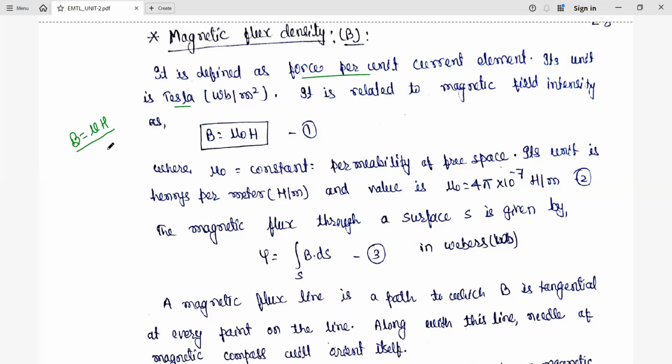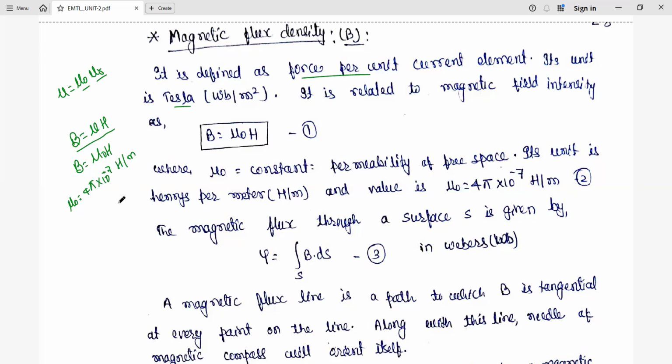If you want to talk in terms of free space, then we write B equal to mu naught H, since mu is mu naught into mu r. Mu naught is the permeability of free space and mu r is the relative permeability. The mu naught value is 4 pi into 10 to the power minus 7. This we can keep in mind, but it's not always necessary to remember. Its unit is Henry per meter.